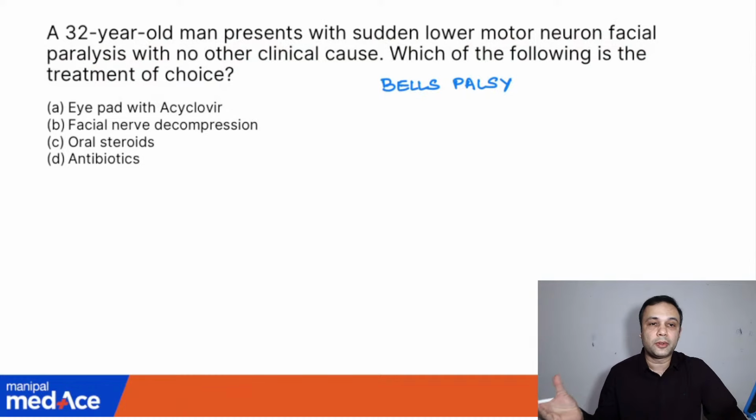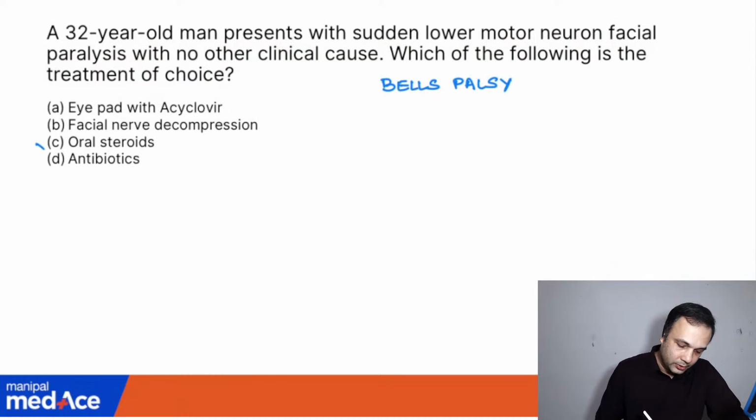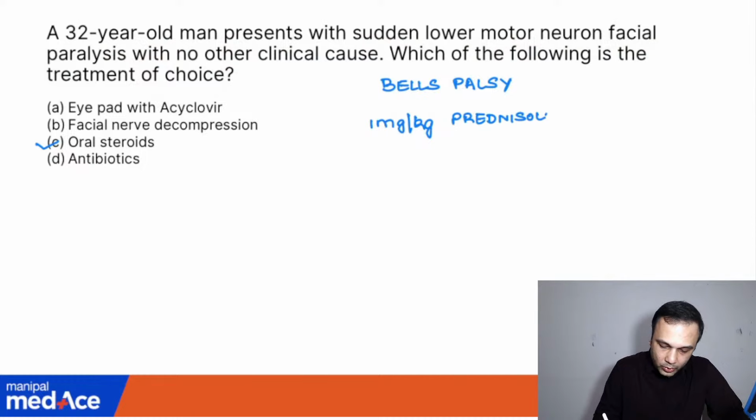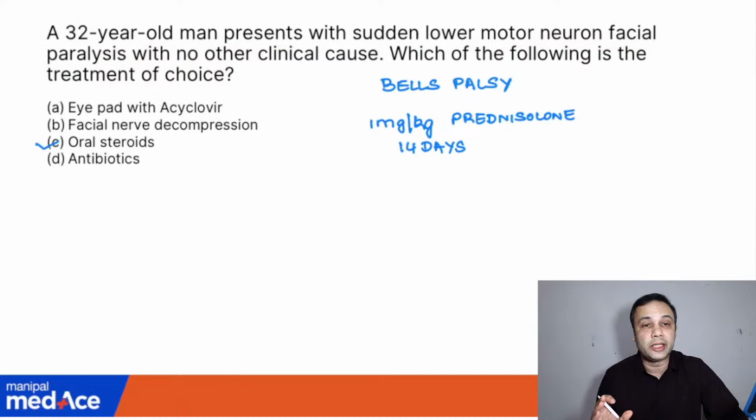When we talk about Bell's palsy, what is the treatment of choice? This is a straightforward answer. The answer is oral steroids. You should give 1 milligram per kg of prednisolone over 14 days. That is the treatment of choice in cases of Bell's palsy, which you can taper later after 14 days. Right? So 1 milligram per kg of prednisolone is the treatment of choice for Bell's palsy.